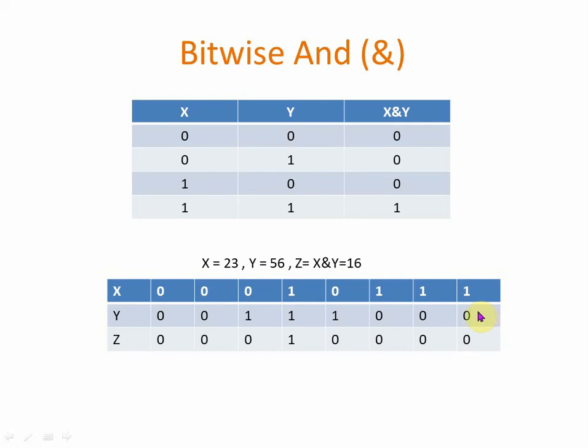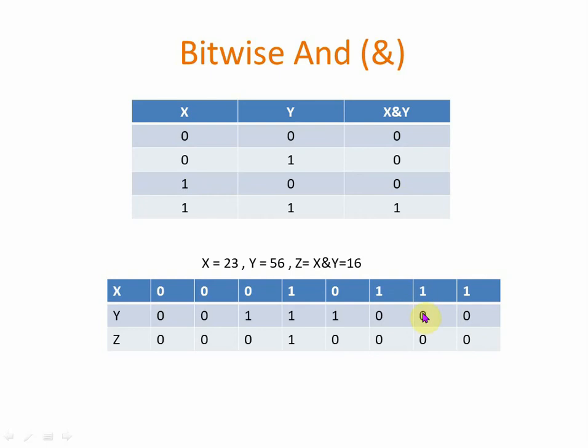Okay. So now let's see how this bitwise AND works. Here you can see 1 and 0. Now go and visit this table: 1 and 0. What's the final output of this operation? It is 0. So here it comes 0.